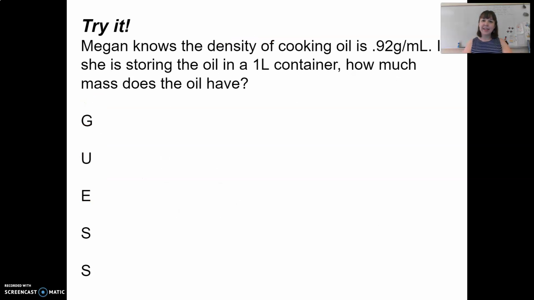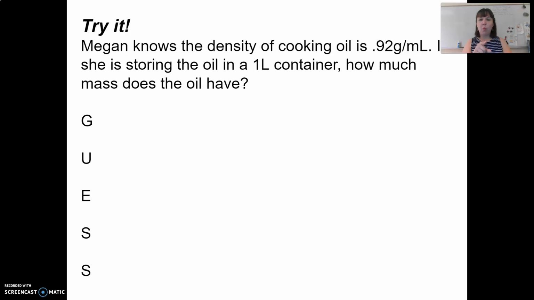So take a second and try this. Megan knows the density of cooking oil is 0.92 grams per milliliter. She's storing the oil in a 1 liter container. How much mass does the oil have? What is the given? Look for the numbers. I see a 0.92 grams per milliliter. What is 0.92 grams per milliliter? We'll look backwards. It says the density of the oil is. So 0.92 grams per milliliter is a density measurement.